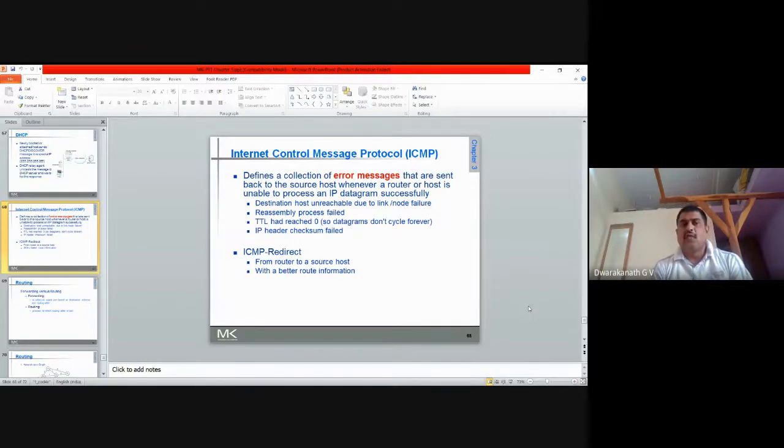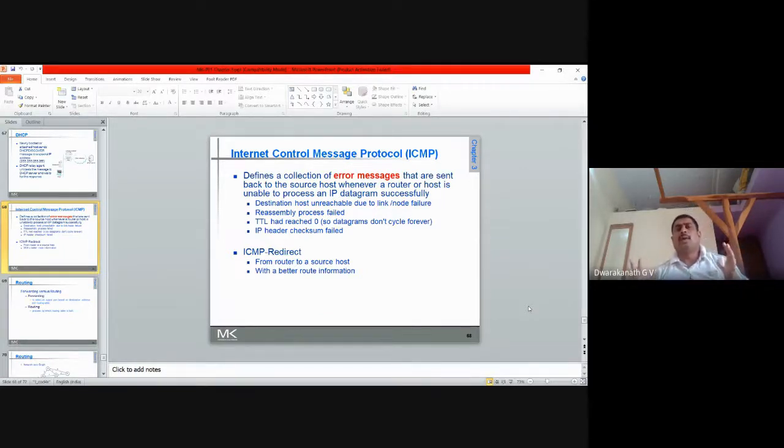ICMP redirect is sent from a router to a source host with better route information. So in between, the ICMP agents will tell that a route failure is there, so make a new route. It will intimate either the router or the source to make a new route to the destination. This is the work of the ICMP protocol.